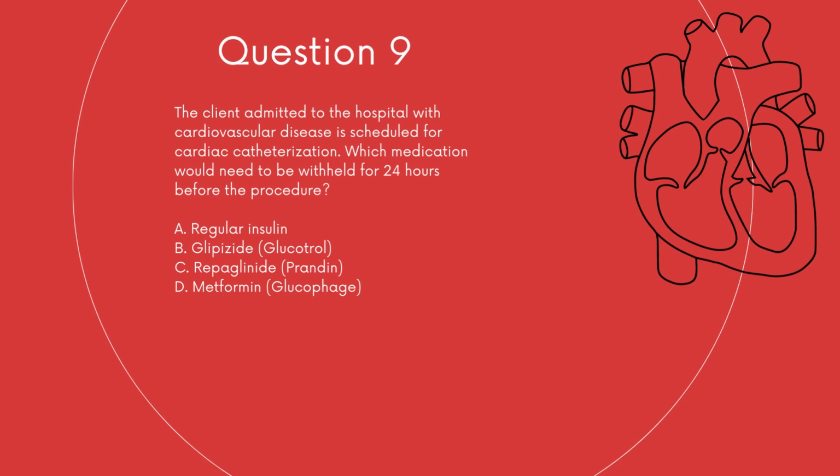Question 9. The client admitted to the hospital with cardiovascular disease is scheduled for cardiac catheterization. Which medication would need to be withheld for 24 hours before the procedure? So we want to think about cardiac cath. We want to think about what kind of imaging is done during that. And then our potential answers here are A, regular insulin, B, glipizide, C, Prandin, or D, Metformin.